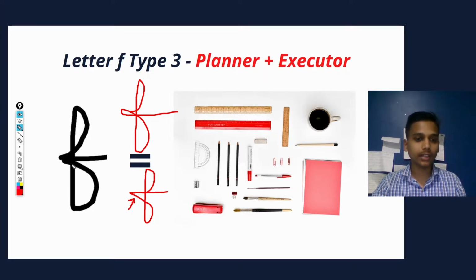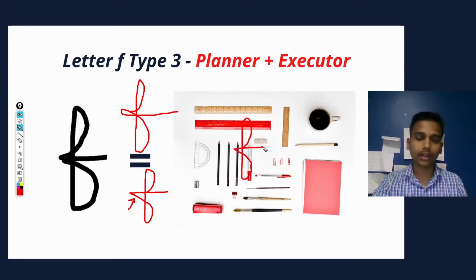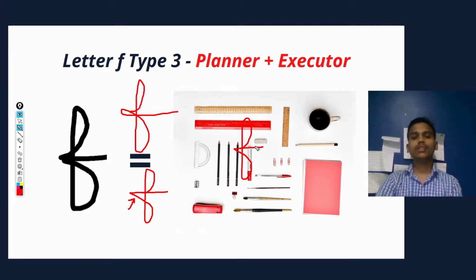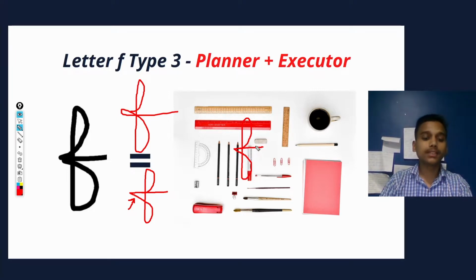Most of them you will find are like this. As simple as that. So, in short, what letter F means and how to find it is very simple. To find letter F, you have to look at loops. If the upper loop and lower loop are both there in letter F, then the letter falls under this category.